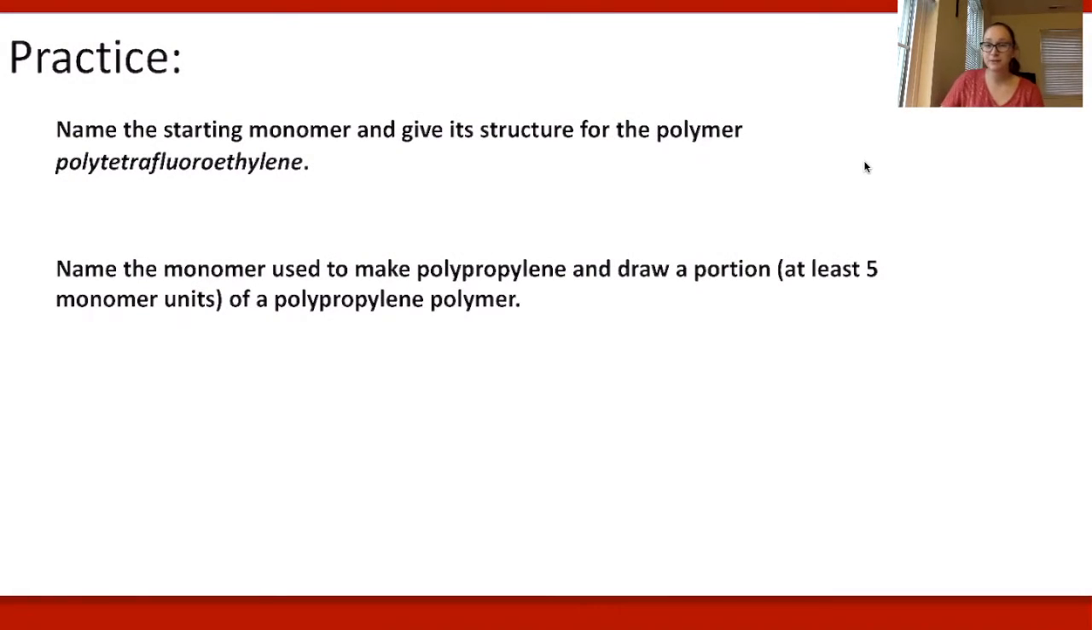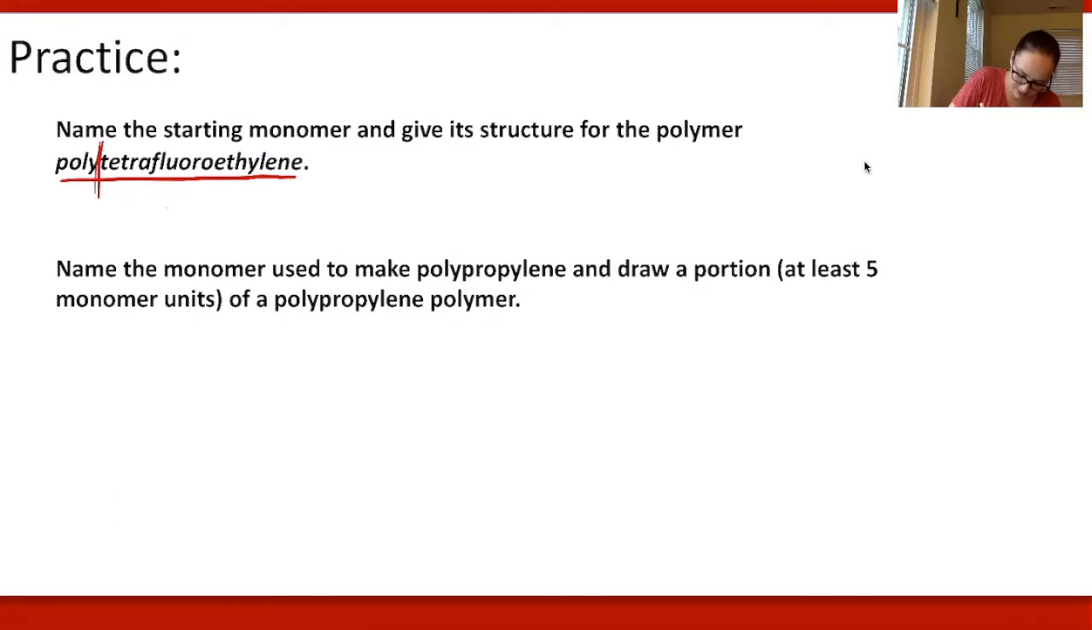Okay, so we have a little bit of practice for some questions that we would see for polymers. The first question says, name the starting monomer and give its structure for the polymer polytetrafluoroethylene. So we're asked for the monomer name and structure. The first thing we would do is look at the name of this polymer, polytetrafluoroethylene. So poly is the part that means polymer or many. So our monomer unit is just going to be what is after poly.